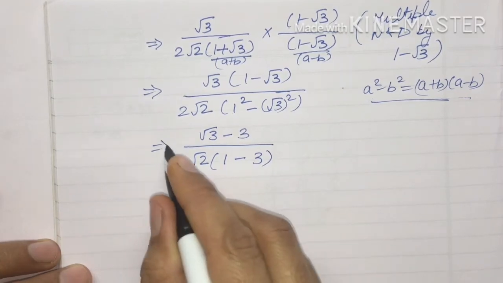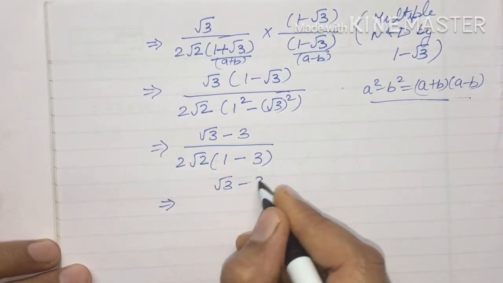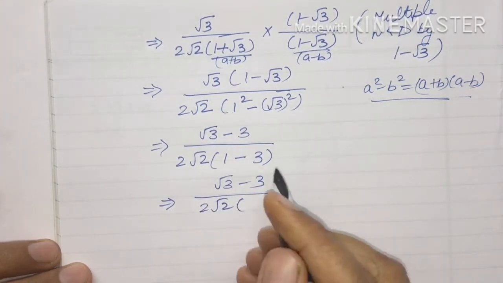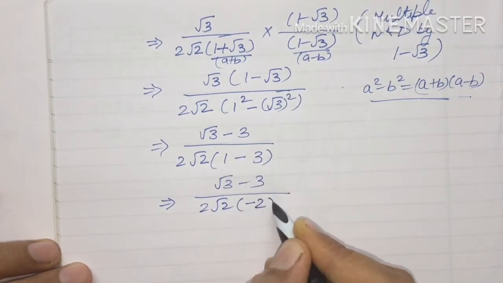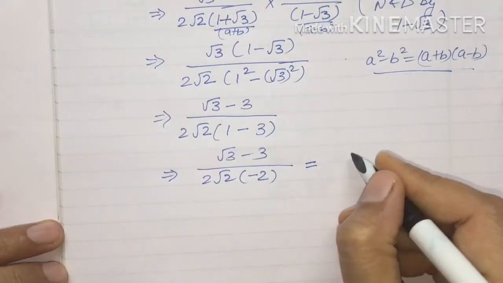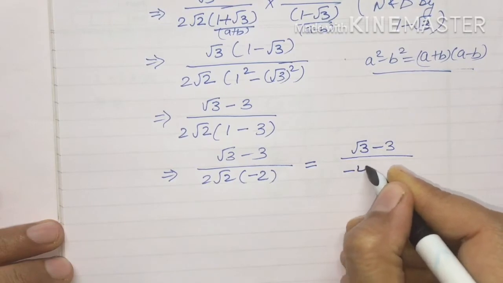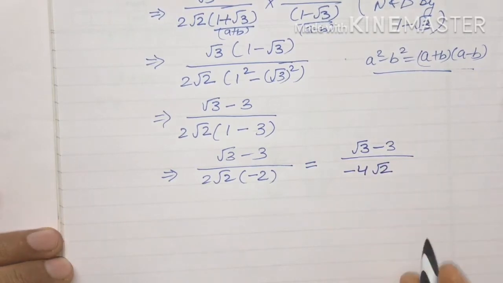So in the numerator we can open the bracket, so root 3 minus 3 upon 2 root 2 into minus 2 here, or you can write root 3 minus 3 upon minus 4 root 2.